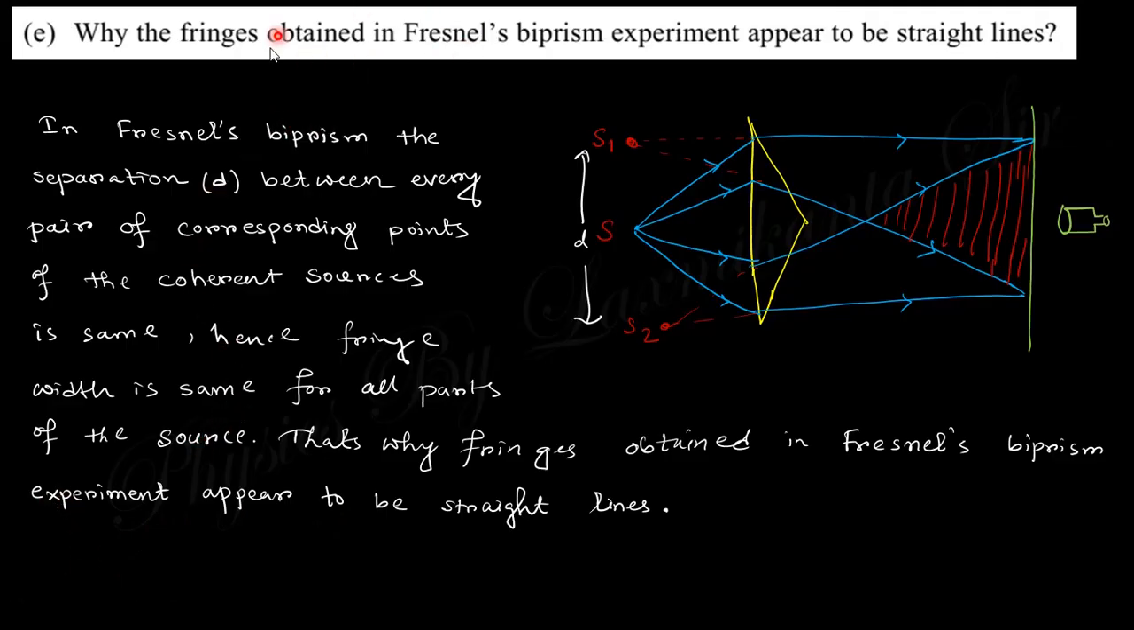Why do the fringes obtained in Fresnel's biprism experiment appear to be straight lines? Because the distance between these virtual sources is fixed, that's why the fringes form straight lines. You can read this content.